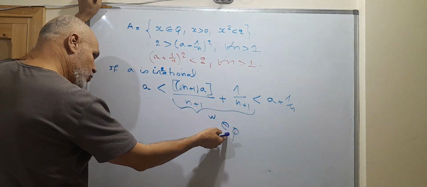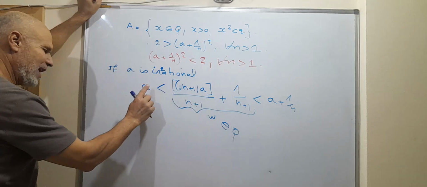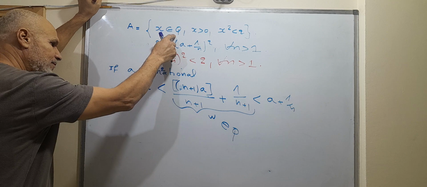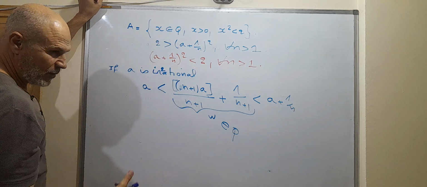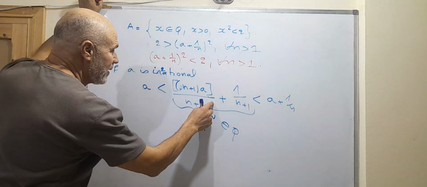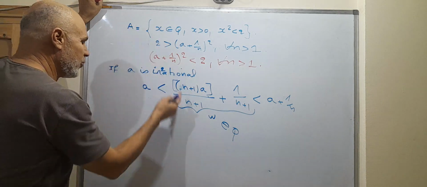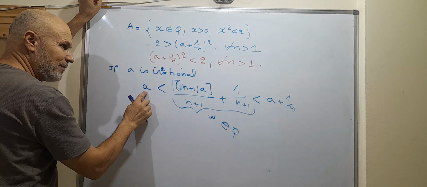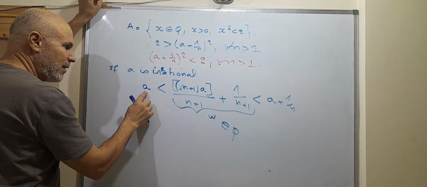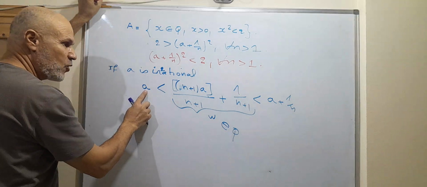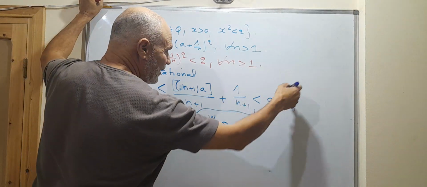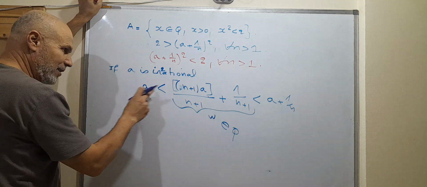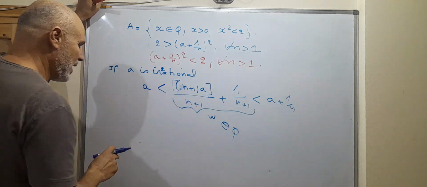So this one belongs to Q and is greater than a, which is in Q. We have a problem. What is the problem? This is an element from A which is greater than a. So this cannot be the supremum. We have a contradiction if we take the square. And why is this greater than a?